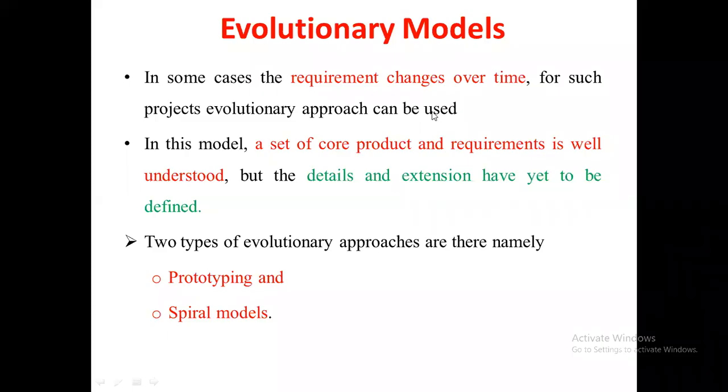So in this video we will discuss the evolutionary models for software development. There are two evolutionary approaches for software development. One is the prototyping model and the other one is the spiral model. So now we will see about the prototyping model.